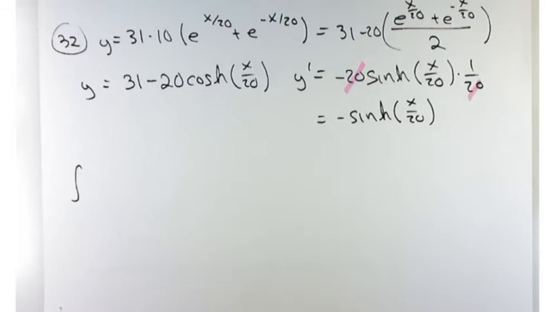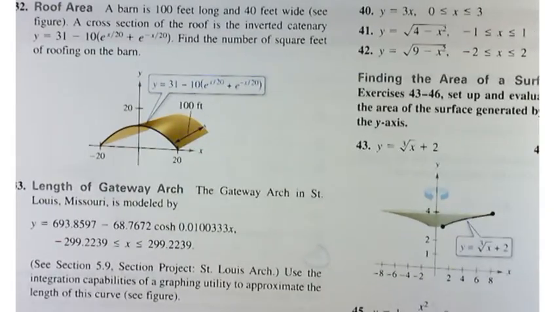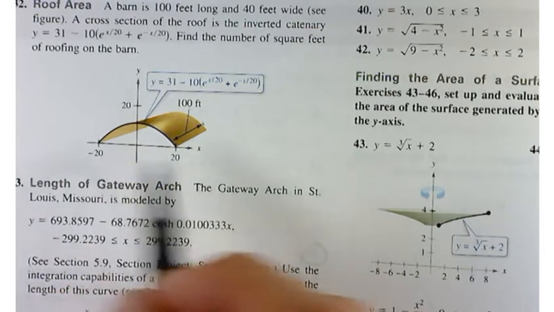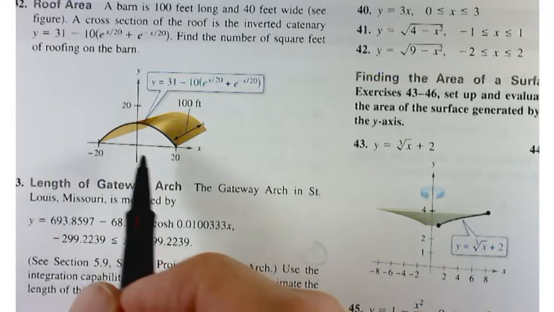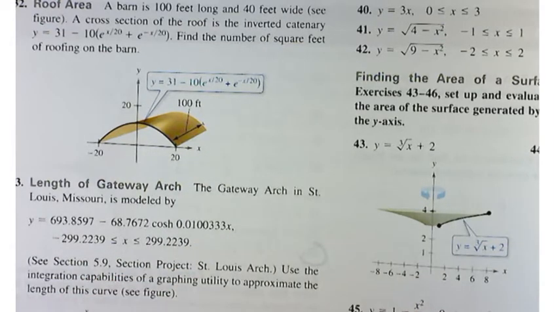One other thing that we should note here. This picture is going to help us in terms of our limits of integration. Where should we integrate from and to? Yeah, negative 20 to 20. You could get away with 0 to 20 and then double it. I'm just going to put in negative 20 to 20 to start with.